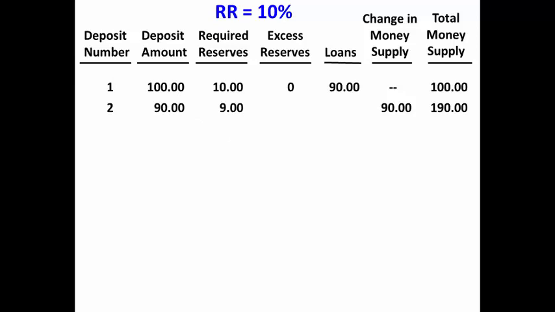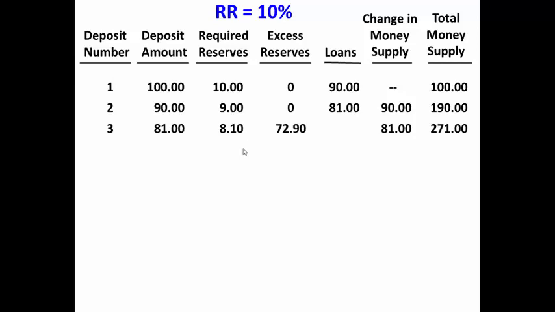And so it now has an additional $81 of excess reserves. If the bank lends these excess reserves, then it will now have $81 in loans. Once this loan is made, the money supply goes up an additional $81 for a total of $271 in the economy. Because there has been an increase in demand deposits of $81, the bank must keep $8.10 in its vault.